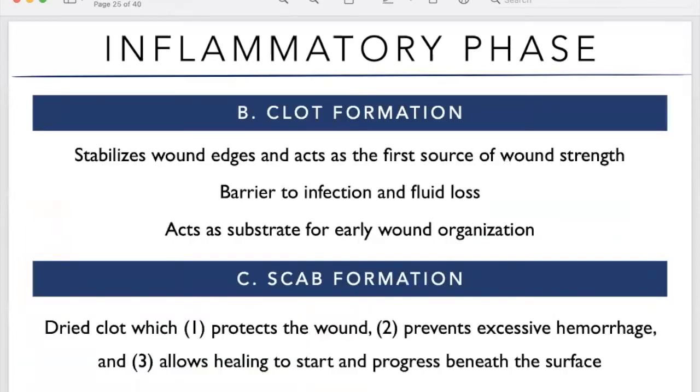Right? So the next one, after hemorrhage, after the bleeding, now you have to form the clot. Right? The clot would stabilize the wound edges, right? If you remember, I don't know if you watched it, Cells at Work is perfect for this. Okay, they have that net across the hole, right? And that would be the first source of wound strength. All right, this covers the wound. It is a barrier from infection and further fluid loss that you would want to limit. And this acts as the framework or the substrate for early wound organization. The body would want to fix what was broken. All right, it will start these mechanisms almost instantly.